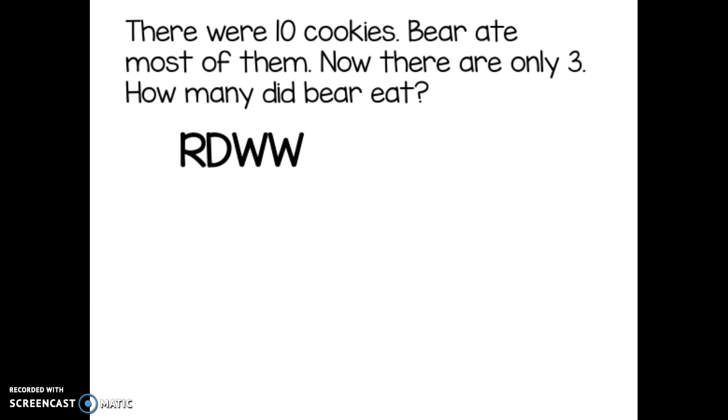There were 10 cookies. Bear ate most of them. Now there are only 3. How many did Bear eat?